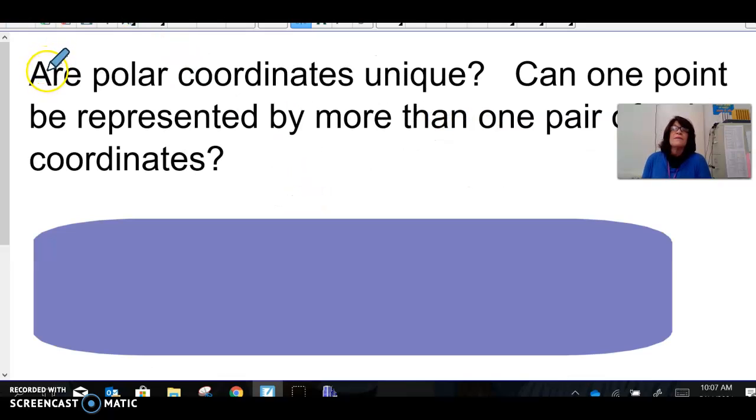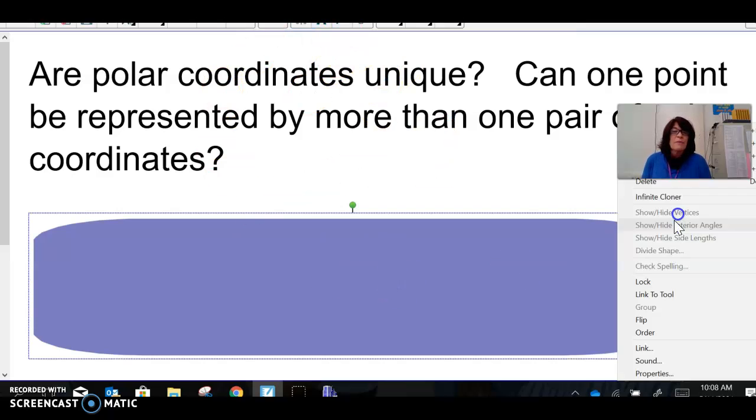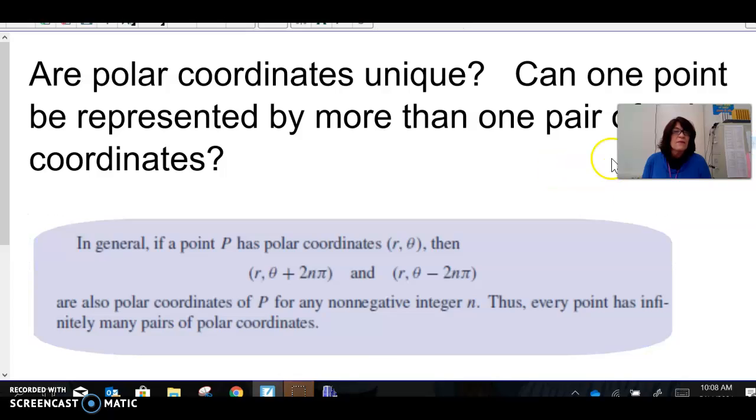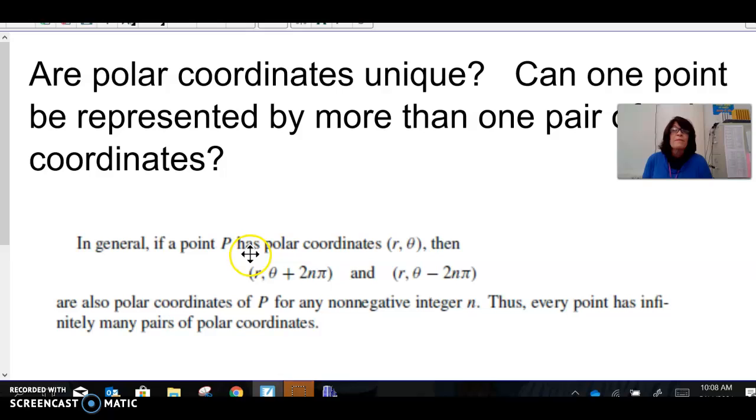Now, every xy coordinate just defines one point on the rectangular coordinate system. However, polar coordinates are not unique. Think about it. We can go round and round with our angles. We might have the same r, but we'll go round and round, in positive and negative directions, all that stuff. So in general, if a point P has coordinates r theta, then we could say r theta plus 2 pi n, or r theta minus 2 pi n. Every point has infinitely many pairs of polar coordinates.